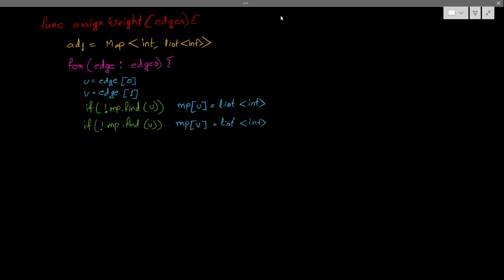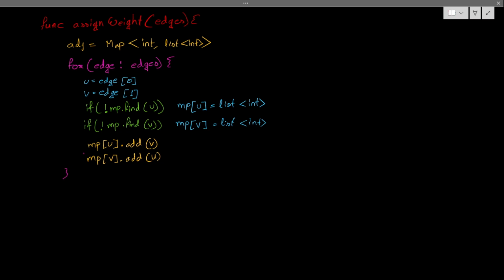Now I am going to assign the values. Assign the values means, if it is present right now, fine. If it is not present, then I am adding it, otherwise it is present. So mp of u dot add, in there I will add v here, and mp of v I will add u here. Got it? So this is how I can calculate my adjacency list.